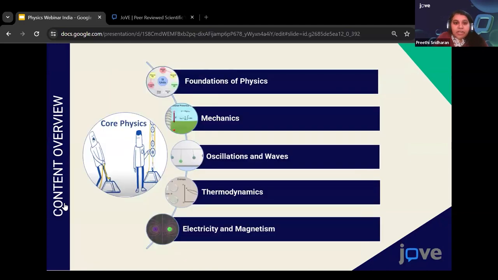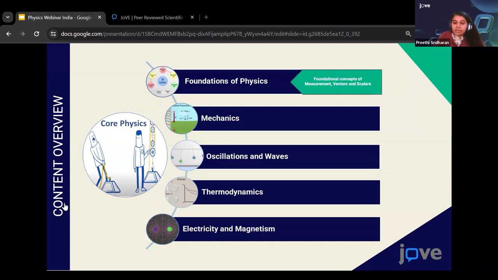So coming to the content overview that we have in our physics, the entire video collection that we have in our core physics collection. So I'll walk you through the collection now. To easily understand the variety of contents that we have covered in this collection, we have divided it into 5 sections, basically based on the broader area where these videos fit in.